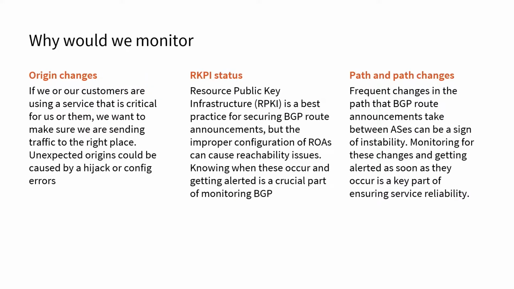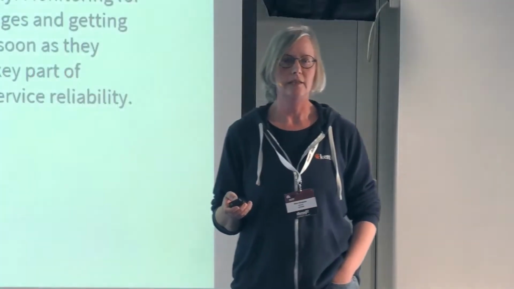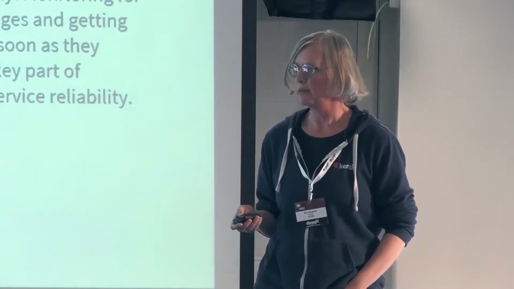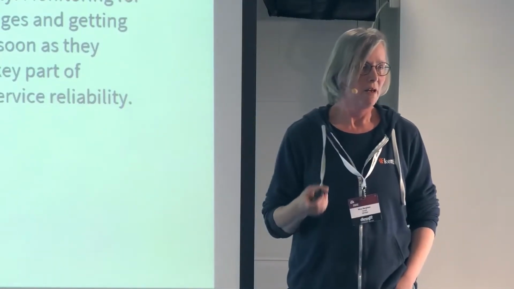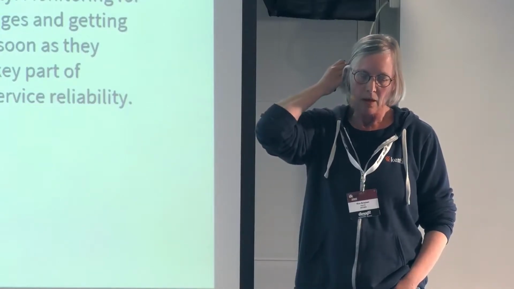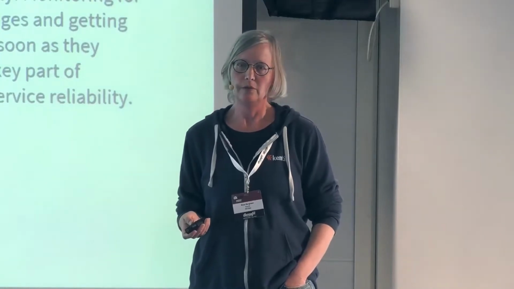Another thing to think about, and this is one of the things that our KPI is helping us with, is origin changes. I have a prefix. I know it's supposed to come from this ASN, or it was originated in this ASN, and suddenly it's originated somewhere else. Uh-oh, do I really want that to happen or not? Sometimes it's okay, but you want to know about it.